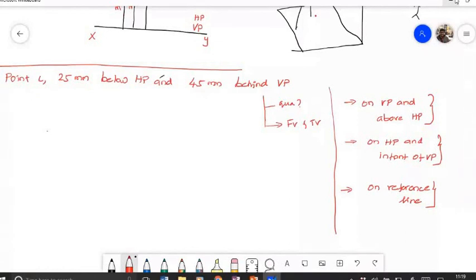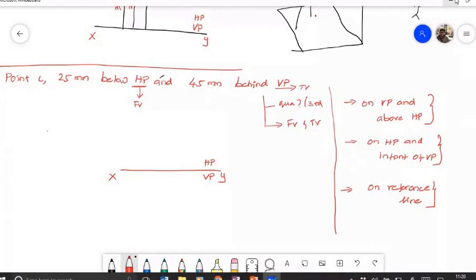So the distance which is given with respect to the horizontal plane will be visible in the front view. The distance which is given with respect to the vertical plane will be visible in the top view. So that you need to remember. If you draw the reference line like this, X and Y, which quadrant does it belong to? It's the third quadrant. So what is the pattern of the third quadrant? HP will be above the reference line and VP will be below the reference line. So that's the pattern of the third quadrant.